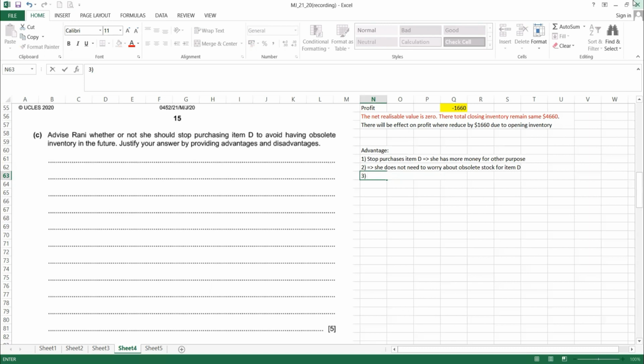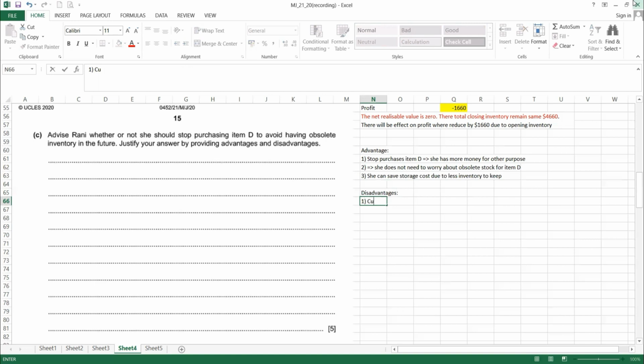And then what else can we think about? Okay, after we don't buy, then she can save storage cost due to less inventory to keep. Okay, that's 3 points, enough. 2 points should be enough already actually. Disadvantage. Okay, first one is about customers.